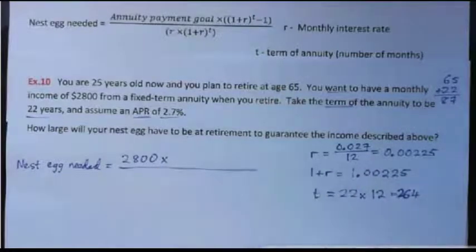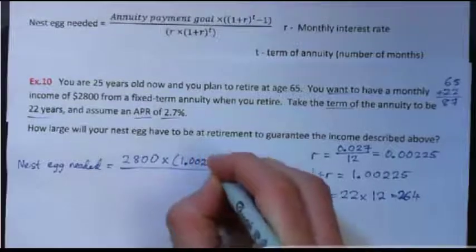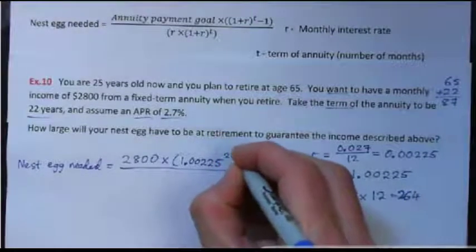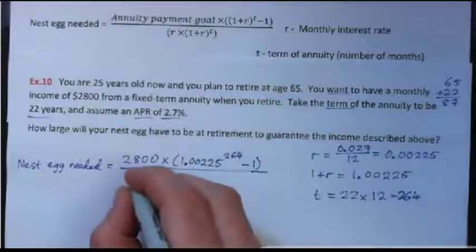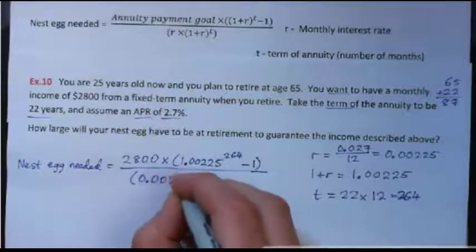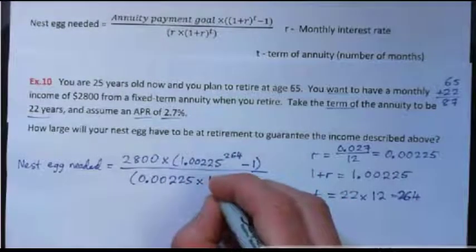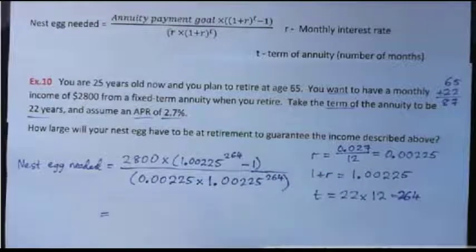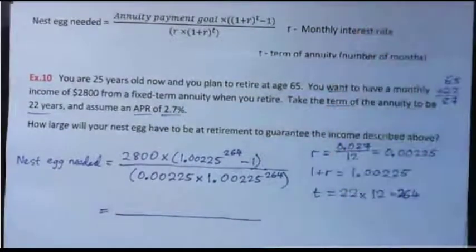Now we can put it in the formula and calculate everything. So, in here, 1 plus R is 1.00225, and we have 1 plus R to the power of T, so that's to the power of 264, and then subtract 1, okay? And on the bottom, we have R, which is, again, parentheses, and then 0.00225 times 1 plus R to the power of T. 1.00225 to the power of 264, right? So, calculate the top, then calculate the bottom, and then see if we get the same answer. Well, we'll start with the top anyway. So press pause and calculate the top and see what you get, and then I'll do it.